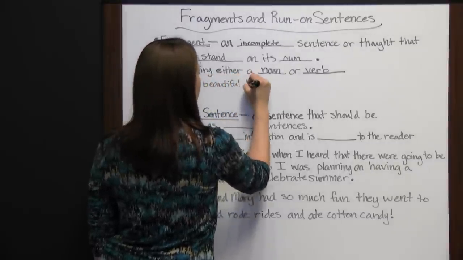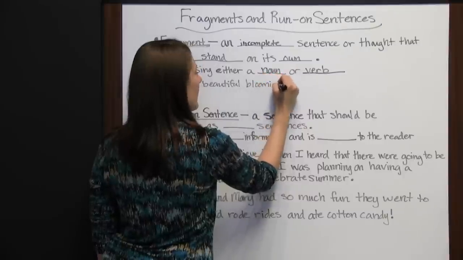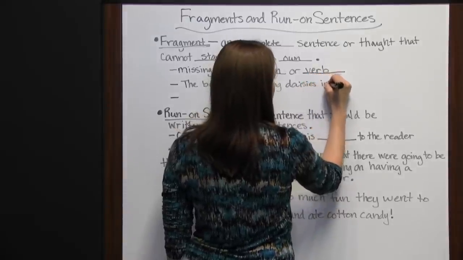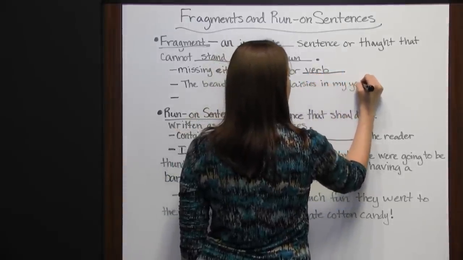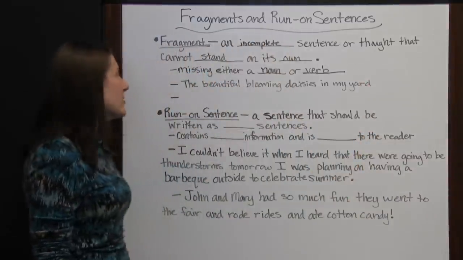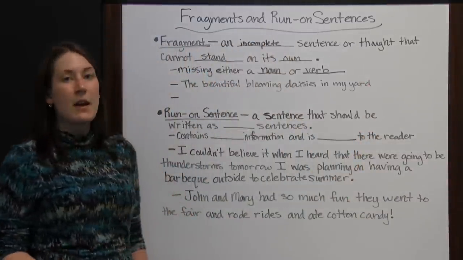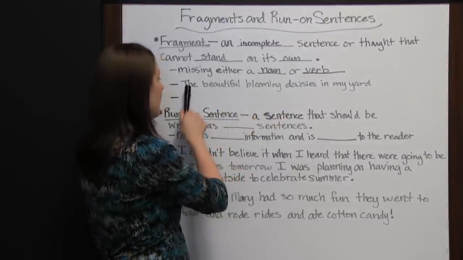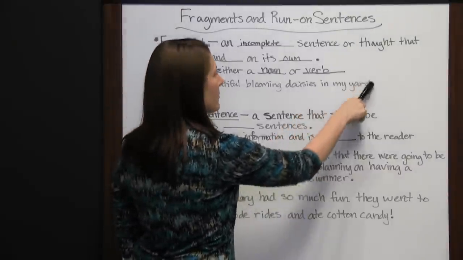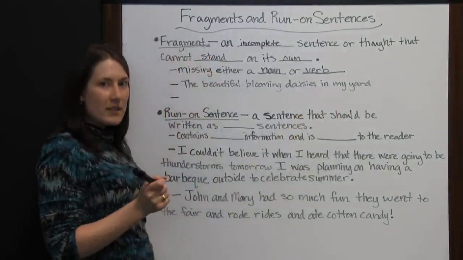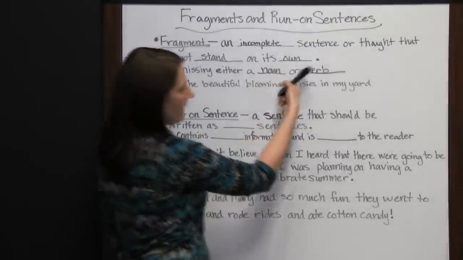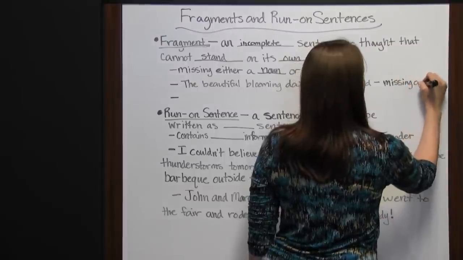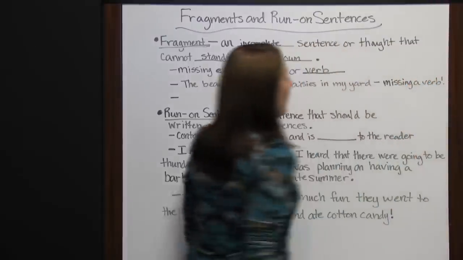The beautiful, blooming daisies in my yard. Now this is a lot of information. The beautiful, blooming daisies in my yard. But you have your noun, some adjectives to describe it, an article adjective, and then you've got a prepositional phrase that tells you where they are. But you're missing something. You're missing the verb. So, this one is a fragment.